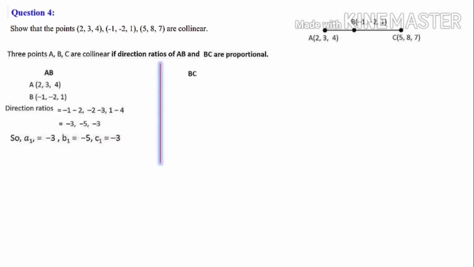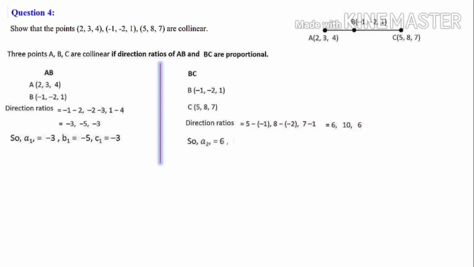Then we have to go for the next line, that is BC. Coordinates of B (-1, -2, 1) and coordinates of C (5, 8, 7). Then let's take the direction ratios of BC. x2 minus x1, that is 5 minus -1, 8 minus -2, then 7 minus 1. That is equal to 5 minus -1 is 5 plus 1, that is 6. 8 minus -2 is 8 plus 2, 10, and 7 minus 1 is 6.